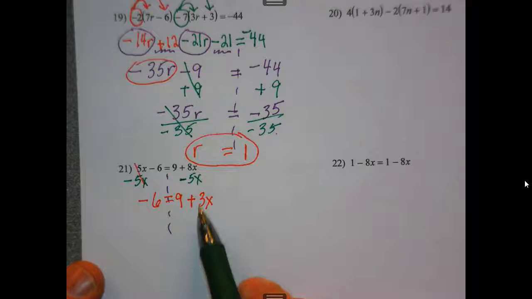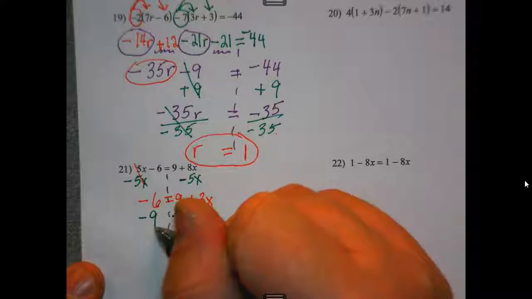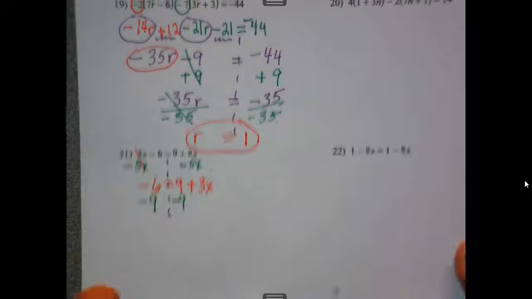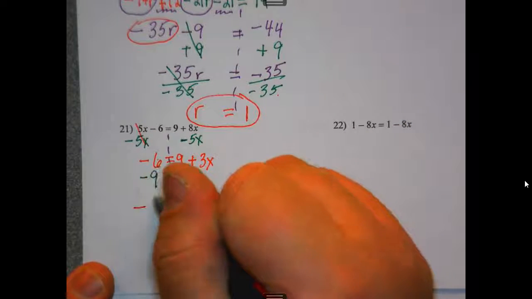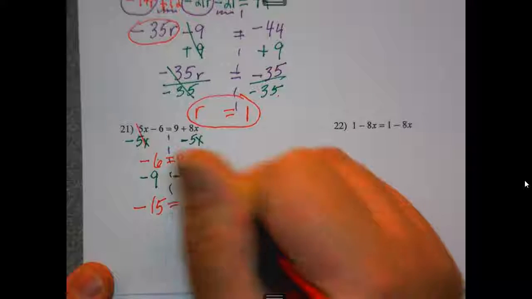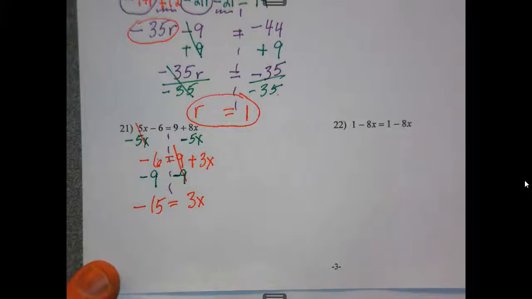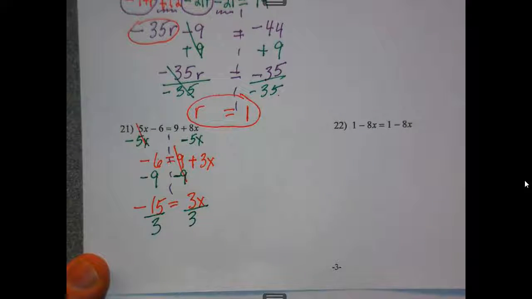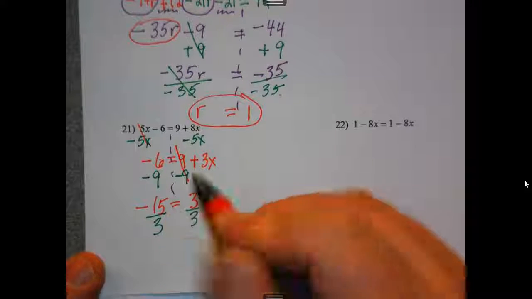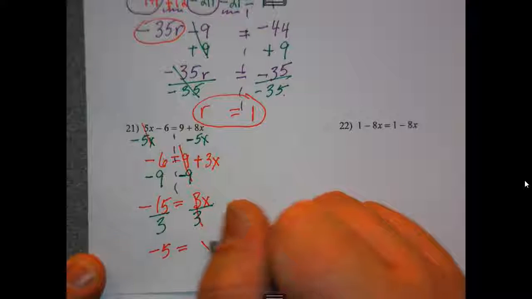Now I have my x on this side, so I'm going to undo the plus 9, subtract 9. Negative 6 minus 9 is negative 15. Bring down your 3x. Then we're going to divide by the coefficient 3. Negative 15 divided by 3 is negative 5, equals our x.